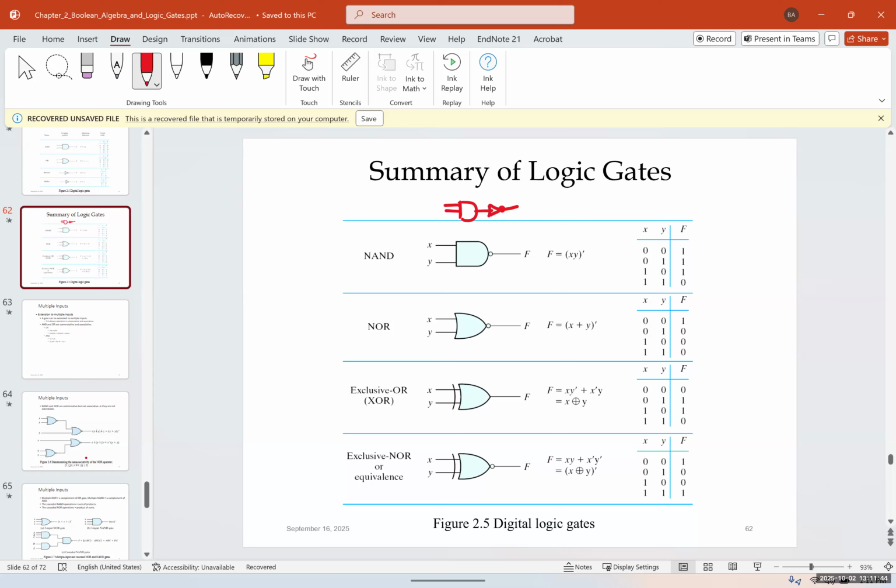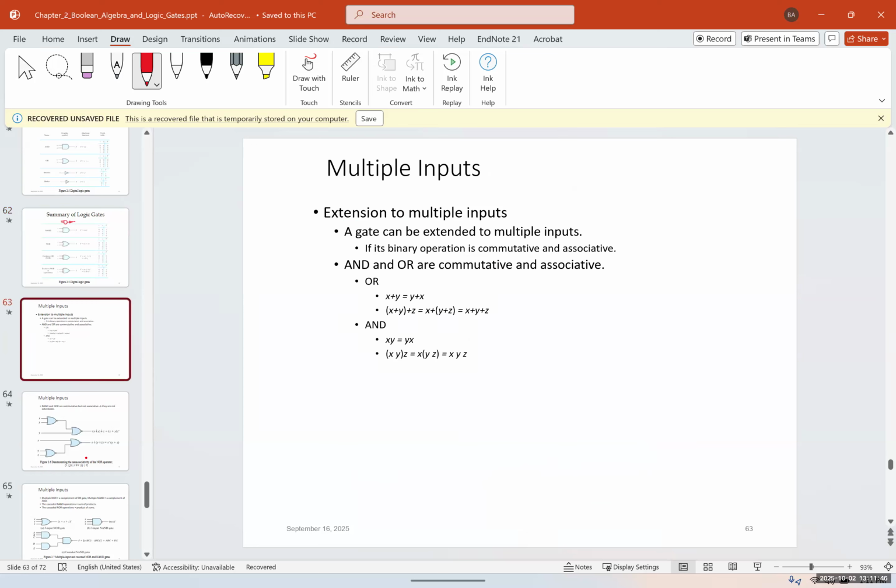But what if we have multiple inputs in the system? A gate can be extended to multiple inputs. If it's a binary operation, we can use the commutative and associative law for it. And 2 gates, specifically the AND and OR gates, are commutative and associative.